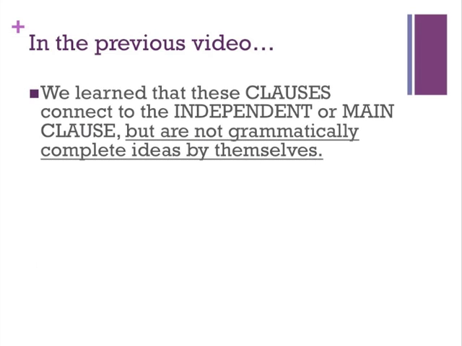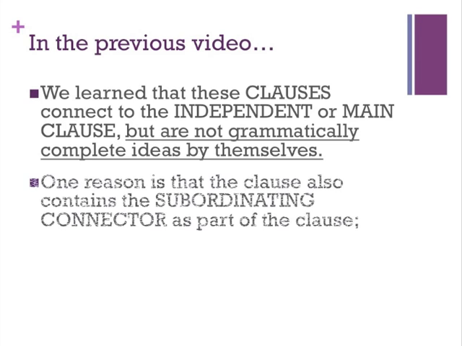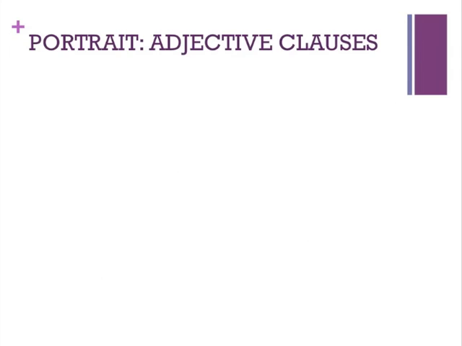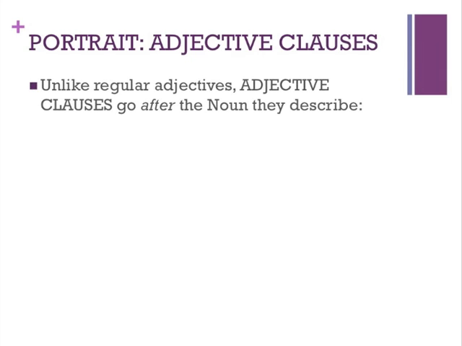We learned that these clauses connect to the independent, or sometimes called main clause, but they are not grammatically complete ideas by themselves. One reason is that the clause also contains the subordinating connector as part of the clause. These dependent clauses connect to the independent clause by functioning as a part of speech. So let's look a little more carefully by looking at our first portrait here of adjective clauses.